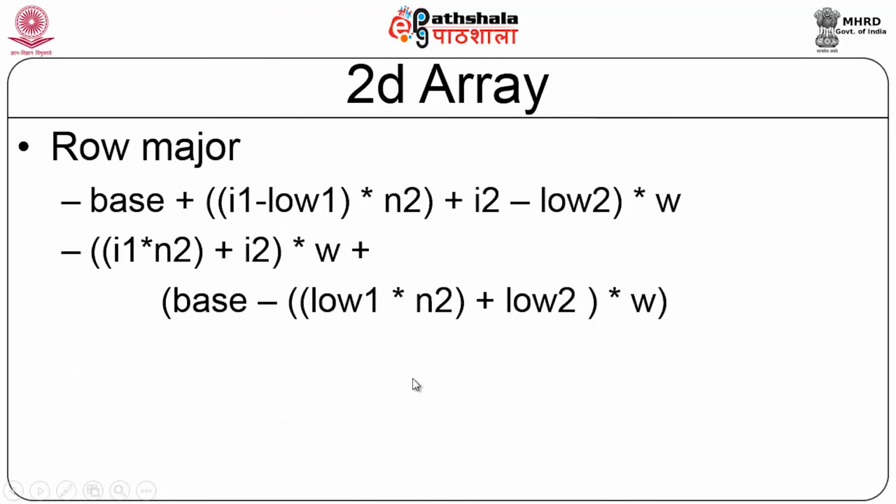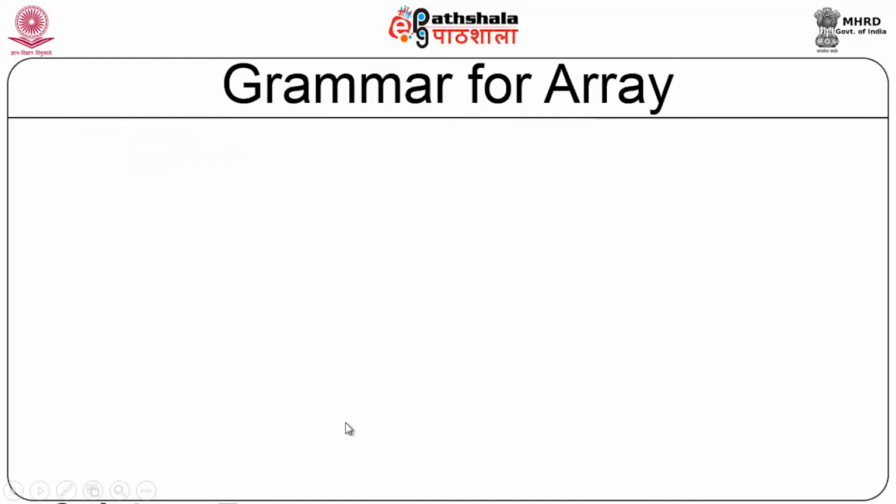Now in row major, this is going to be the scenario. So base plus (I1 minus low 1) into N2 plus (I2 minus low 2) into W. So this is how it is computed. Again I can rearrange it like this, okay, where this part is done during compile time, and this part is done during runtime.